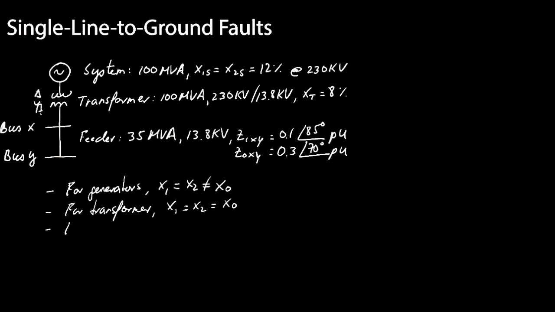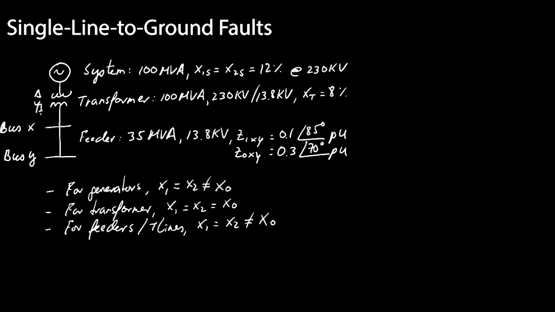And then lastly, for feeders, so I'm going to say for feeders or T lines, so transmission lines, the positive and the negative sequence impedances are the same, but they're not the same as the zero sequence impedance. So similar to a generator, again, the zero sequence impedance is going to be different for feeders or transmission lines. Usually the zero sequence impedance is a little bit larger than the positive or the negative sequence impedances.